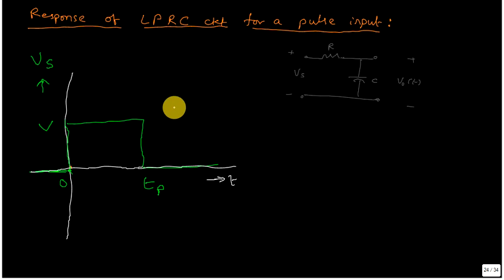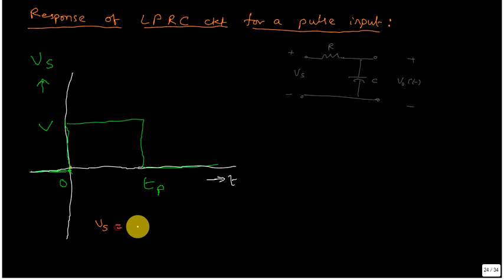Hello, we are discussing the response of a low pass RC circuit for a pulse input. Look at the example pulse waveform shown. Here Vs is treated as the input signal, and this is a pulse input. We can define it in this way.